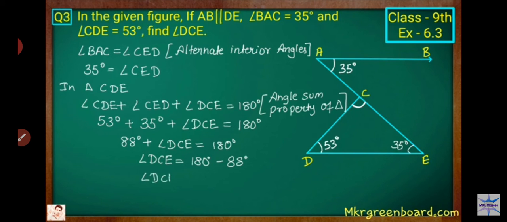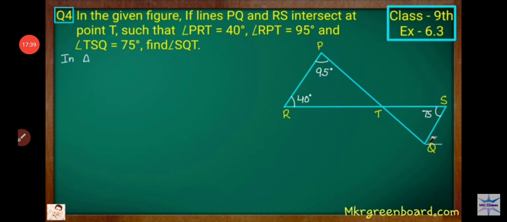So we get DCE is equal to 180 minus 88, that means 92 degree. Okay, this is your answer. Now see, this is your question number 4. What is question number 4?